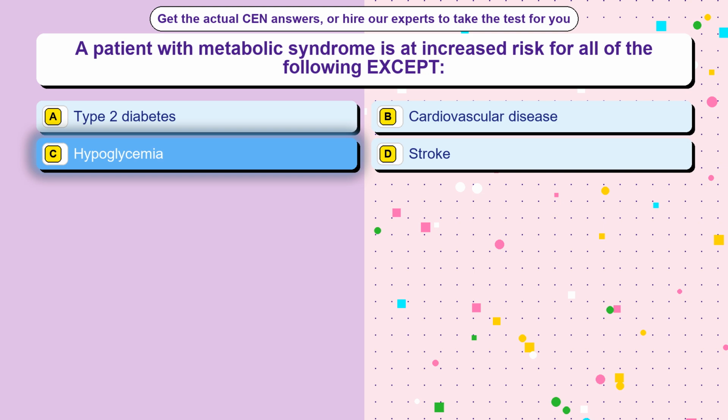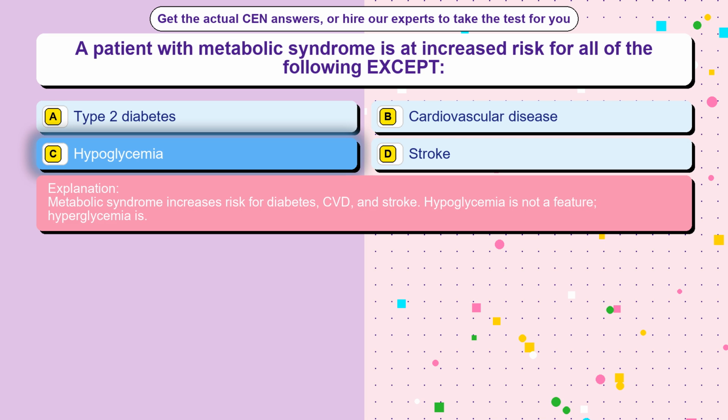The correct answer is option C, hypoglycemia. Metabolic syndrome increases risk for diabetes, CVD, and stroke. Hypoglycemia is not a feature, hyperglycemia is.